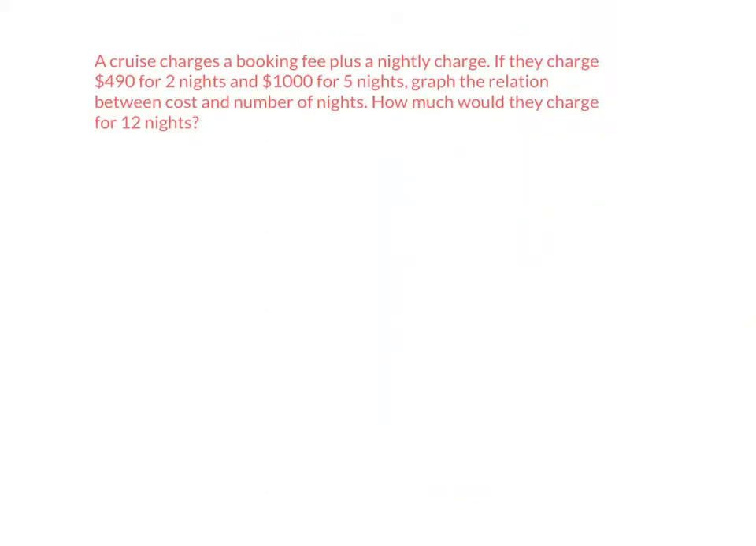So let's say a cruise charges a booking fee plus a nightly charge. If they charge $490 for 2 nights and $1,000 for 5 nights, we're going to graph the relation between cost and number of nights, and we're also going to figure out how much they would charge for 12 nights. So before we get into this, I want us to understand this is a linear relationship between two variables.